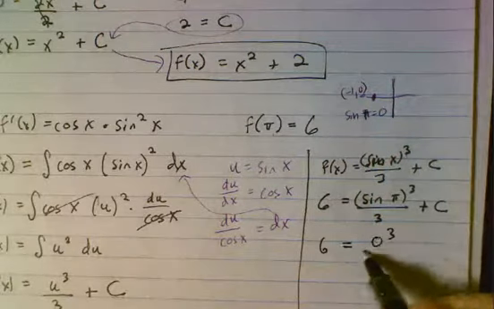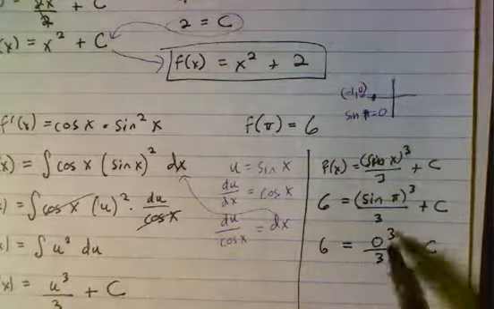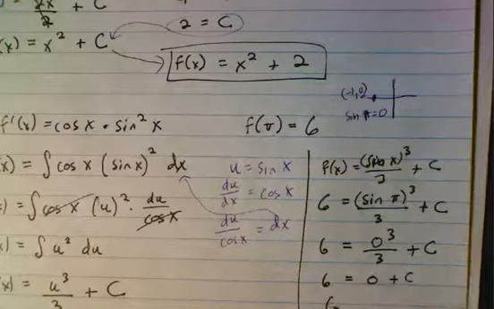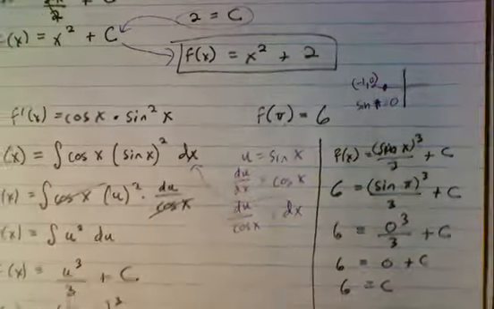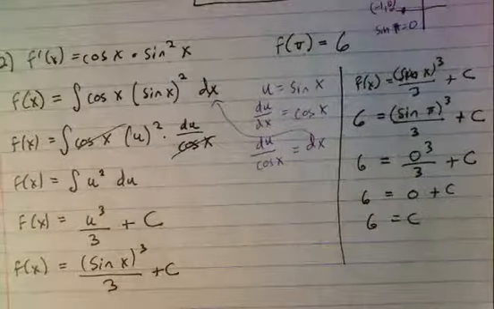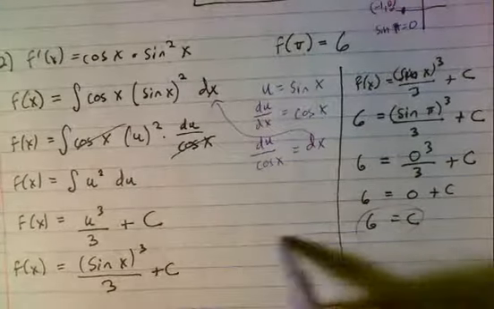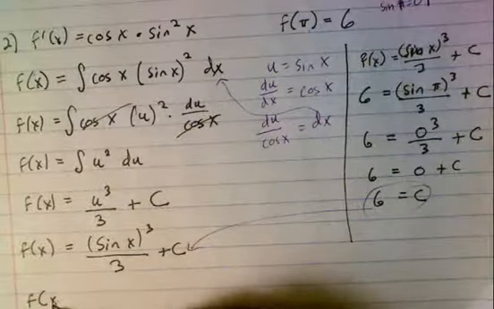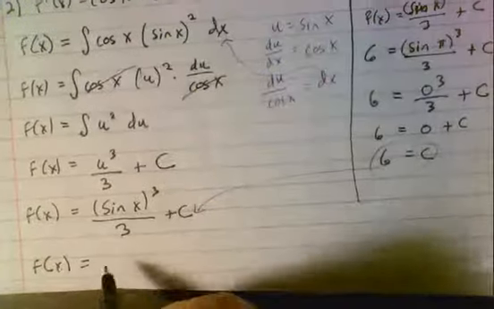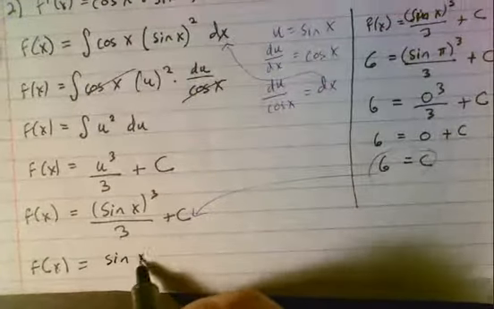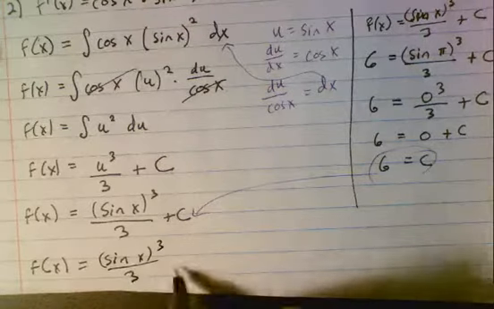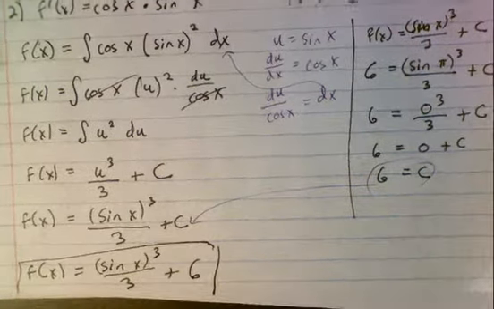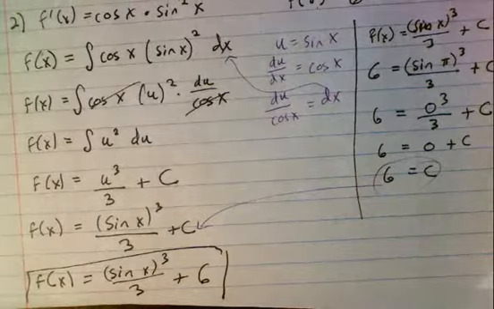6 equals 0 cubed over 3 plus c. 0 cubed over 3 is just 0, so 6 equals 0 plus c. 6 equals c. Now I'm going to take that 6 equals c, I'm going to put it back in over here. And there we are. We have our particular solution.